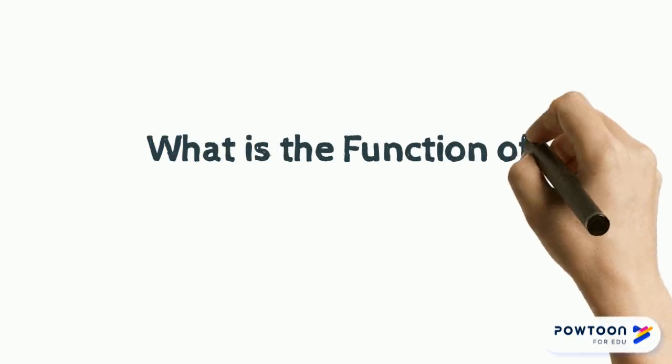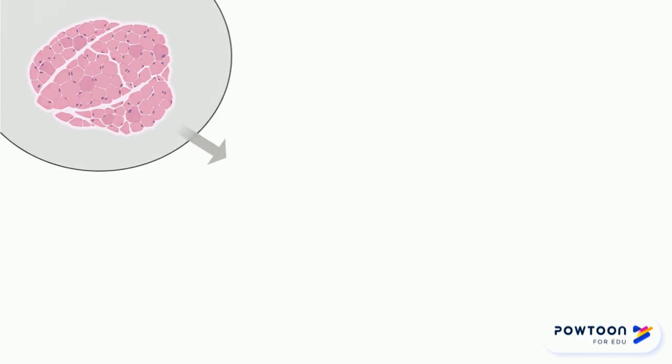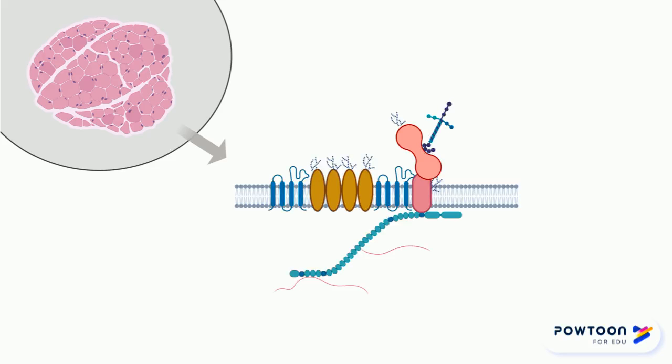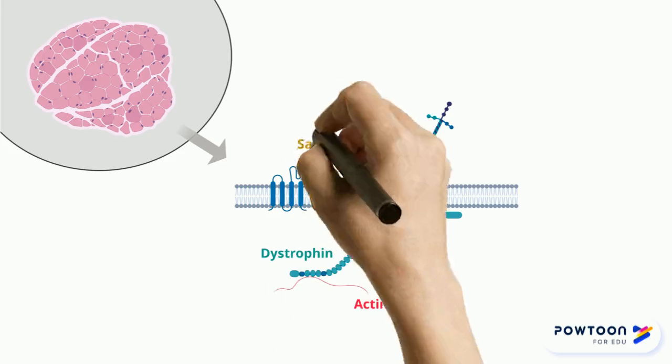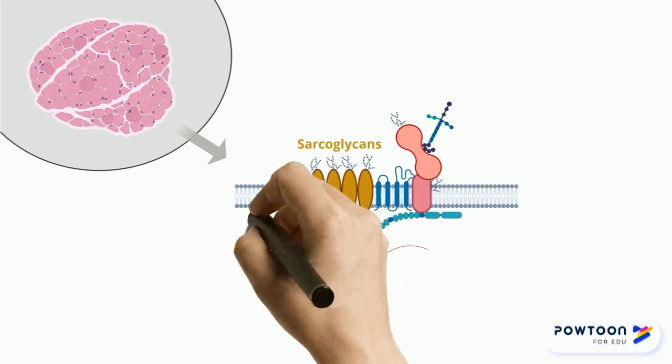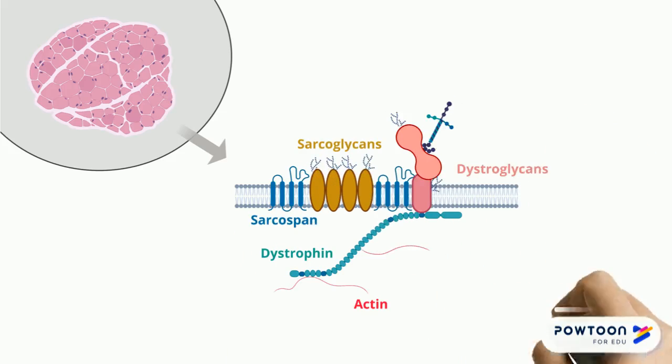So, what is the function of dystrophin? First, let's take a look at a normal skeletal muscle. If you zoom in on the membrane of the muscle cells, you would be able to see the dystrophin glycoprotein complex. Here we have dystrophin, which binds to actin, a component of the cytoskeleton. Then we have the components of the dystrophin glycoprotein complex, which are the sarcoglycans, the sarcospans, and the dystroglycans. Finally, we have laminin, which is a component of the extracellular matrix.